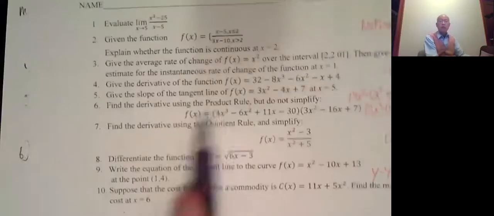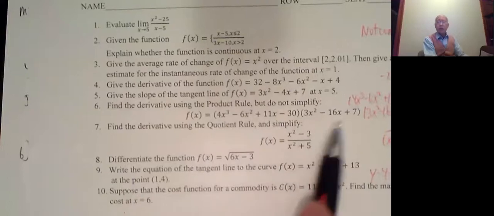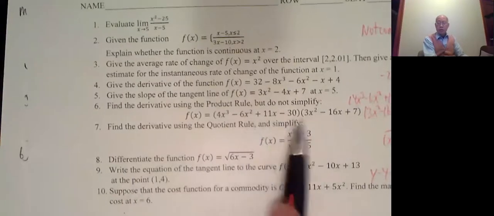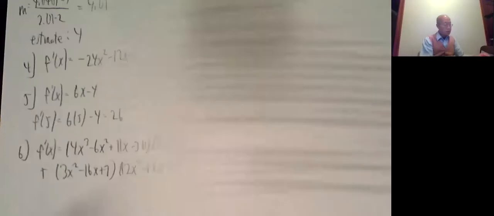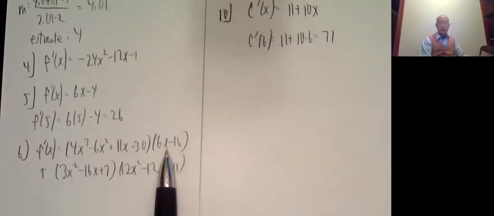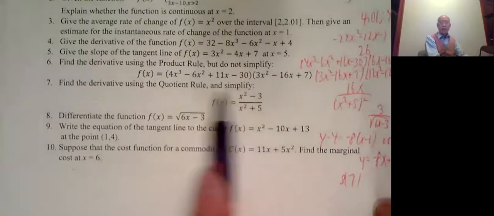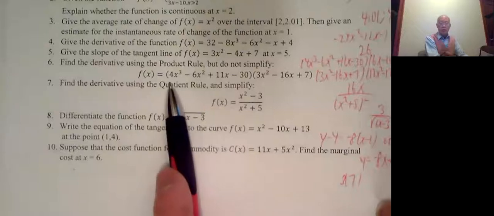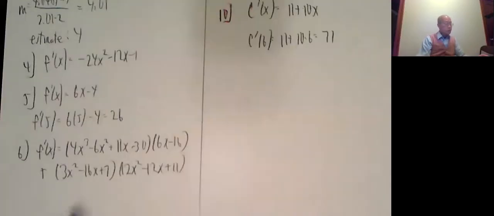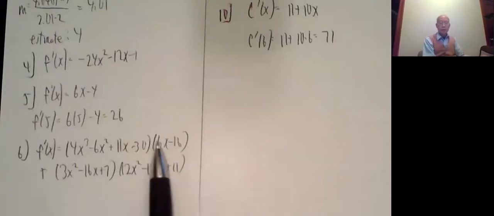Number 6, use the product rule, but don't simplify. Copy the first function times the derivative of the second. So the derivative of the second looks like it's 6x minus 16. So here I copied the first function and then times the derivative of the second, plus the other way around, plus second function, copy that, and then times the derivative of this, which is 12x squared minus 12x plus 11. So that's what we have here. Okay, so first times the derivative of the second, plus the second times the derivative of the first.